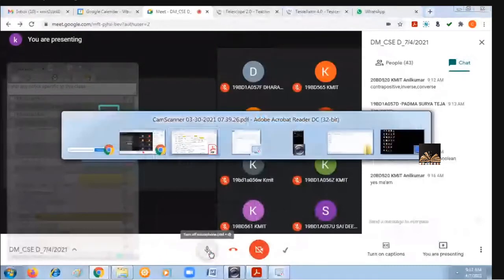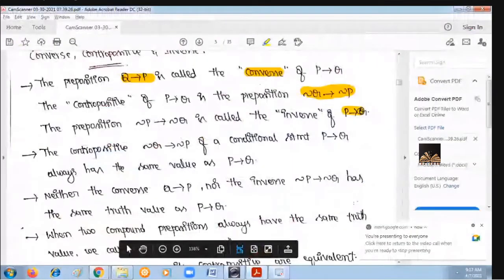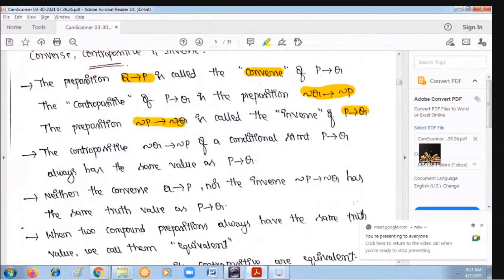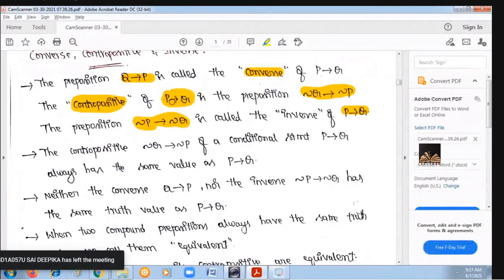Similarly, inverse. If P implies Q is the conditional statement, negation P implies negation Q is known as its inverse. Right? Now, in all these three, we can say that the conditional statement and its contrapositive are both logically equivalent. What do you mean by logical equivalence?